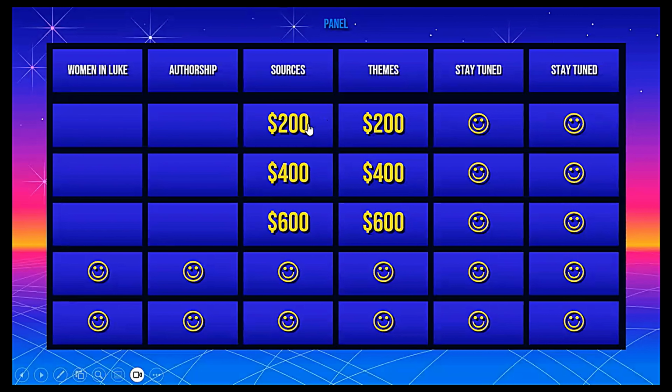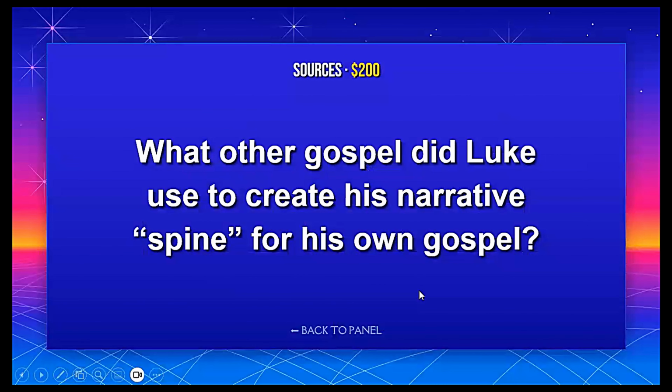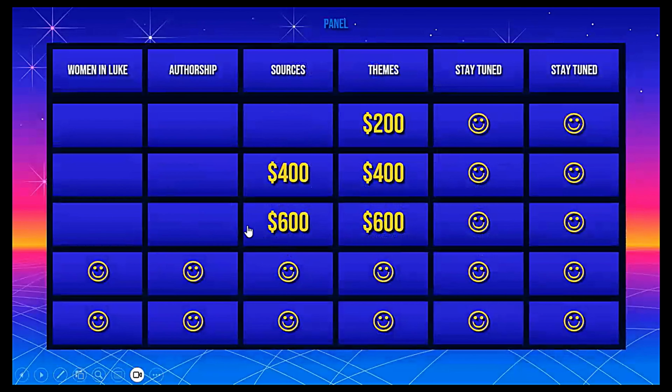So for 200, sources for 200: what other gospel did Luke use to create his narrative spine for his own gospel? At this point, you kind of have to take my word for it, but we've talked about this, and many scholars call it a narrative spine. In other words, it creates a framework around which Luke builds the narrative. He takes the same sort of narrative chronology and then builds out his narrative from there, and it is the Gospel of Mark. I don't know what's happened to my answers. So it's the Gospel of Mark. He does not have John in front of him. He does not have Matthew in front of him, we don't think, but he definitely has Mark in front of him.